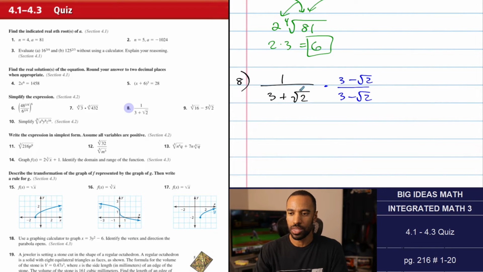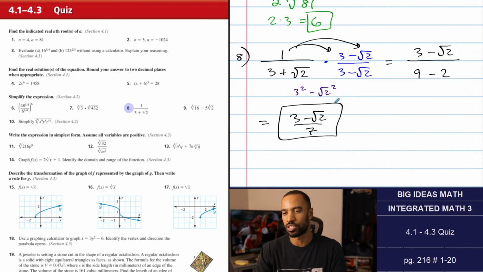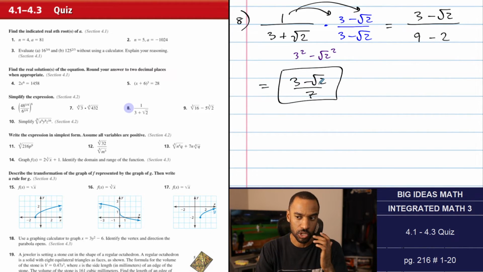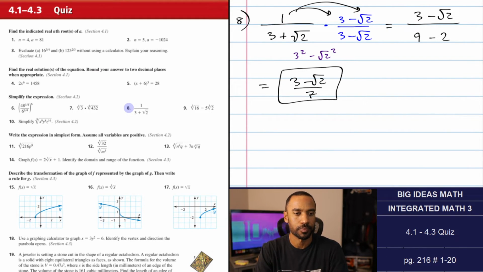Now, when you do this, you create a difference of two squares. This turns into a squared minus b squared. 3 squared is 9, and root 2 squared is 2, so you get 9 minus 2. 1 times these two things is just 3 minus root 2, not much. And 9 minus 2 is 7. So you get 3 minus root 2, all divided by 7. This is an example of simplifying that one. You've rationalized the denominator. The top is irrational, whatever. It's equivalent to the original answer, but it's now rationalized. That's what we do with it.